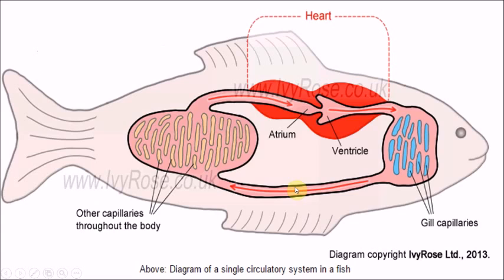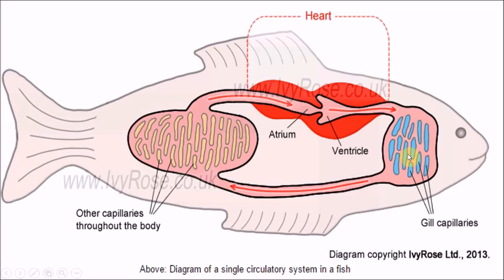Now, this is just a little image of the single circulatory system of a fish. The blood goes into the atrium, which is part of the heart, and then is pushed through to the ventricle. This indicates a valve which stops backflow. There's a valve right there in the heart. So it will pass through the ventricle, out of the heart to the gills. The gills have capillaries. Pressure is reduced here.